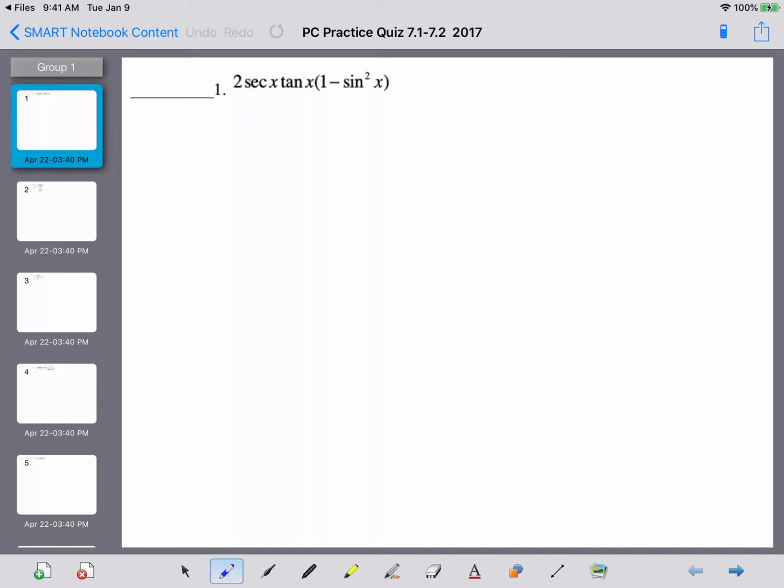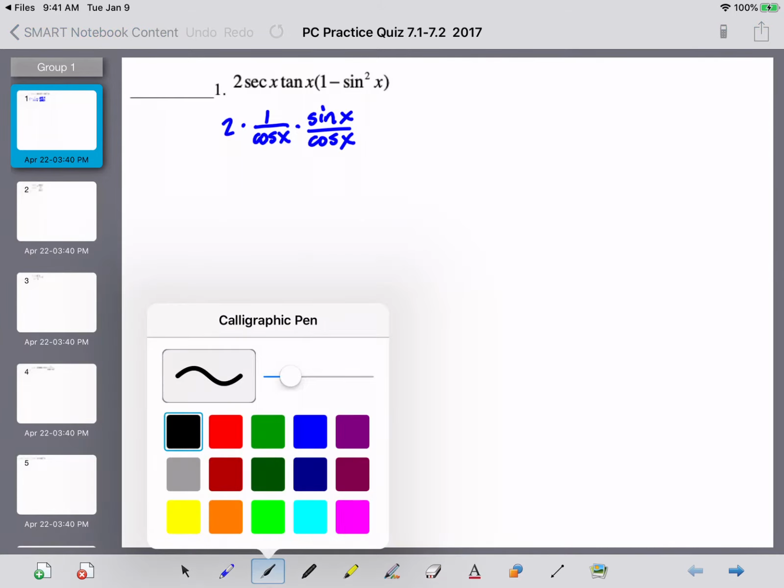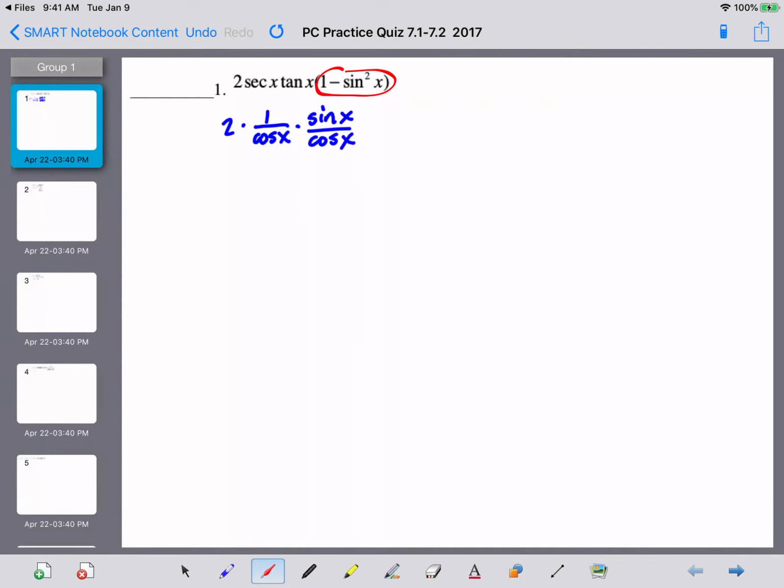So in the first one, I'm going to write everything in terms of sine and cosine. So this is going to be 2 times 1 over cosine times sine over cosine. And then this right here, I'm going to replace with cosine squared x. Okay, so that's cosine squared x.